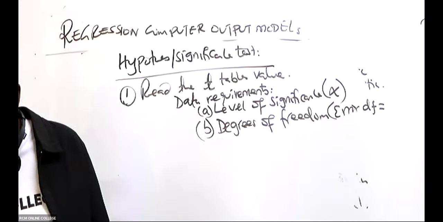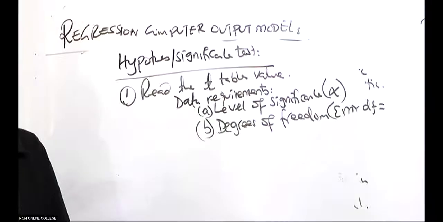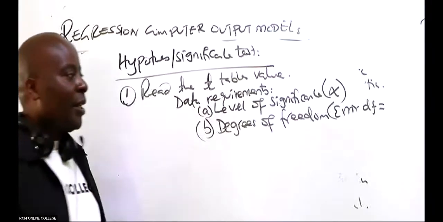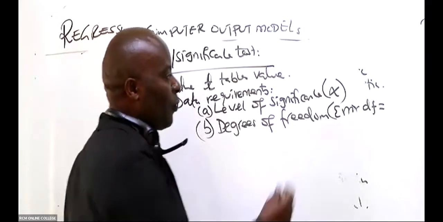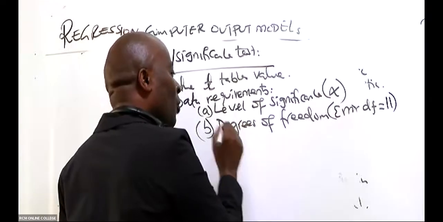From my table, the error degrees of freedom that I'm able to see, ladies and gentlemen, from this table, there are 11, isn't it? We haven't yet seen, under the ANOVA, error. You'll be able to see error degrees of freedom, they are 11. But in most cases, they won't give you that, so you must remember the formula of getting this.